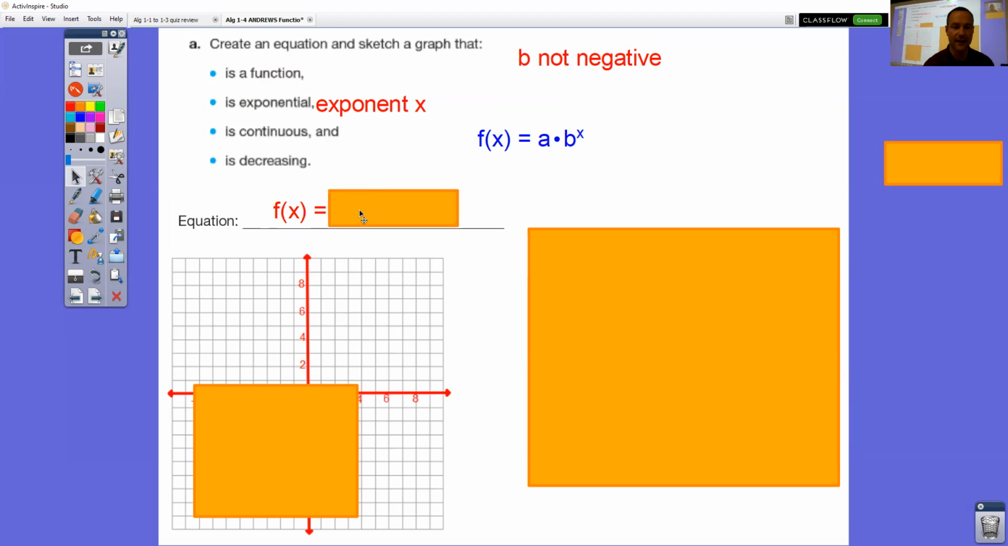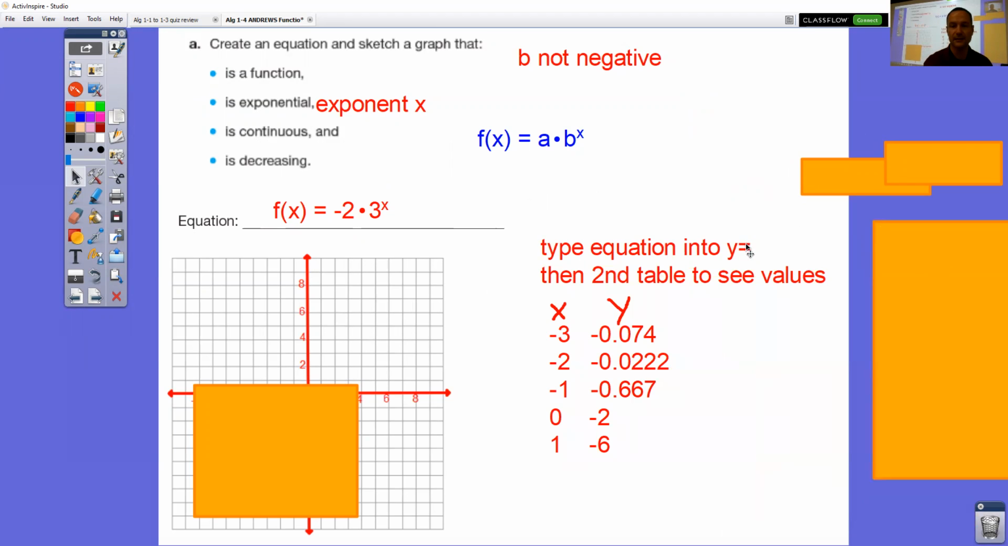So we're going to have our f of x, we're going to have our equal sign. In order for it to be decreasing, we need our a value to be negative. So I'm going to put in a -2. You can put in any number you want for a, but in order for it to be going down, decreasing, we need a negative number there. So -2. And then I'm just going to choose 3 as my b. It doesn't really matter what I choose there. So when we go to graph it, you're going to type that into the calculator. All right, you're going to type it into your y equals. So y equals -2 times 3 caret button x.